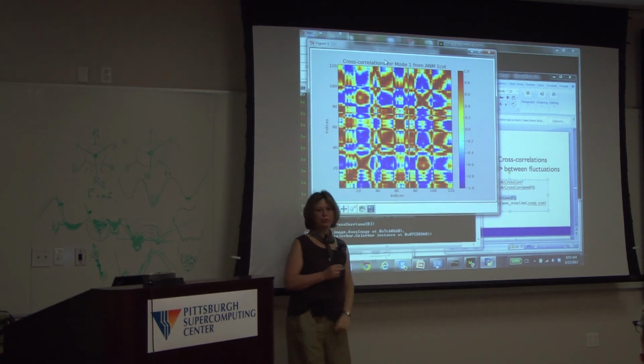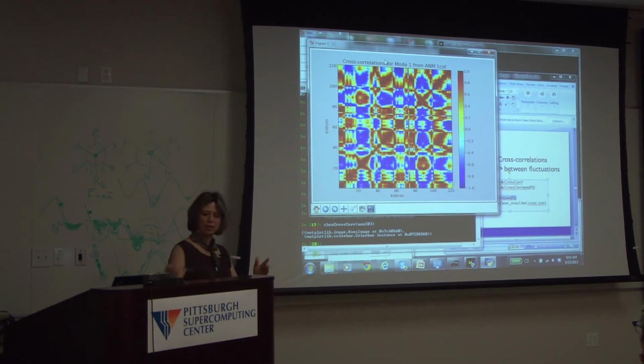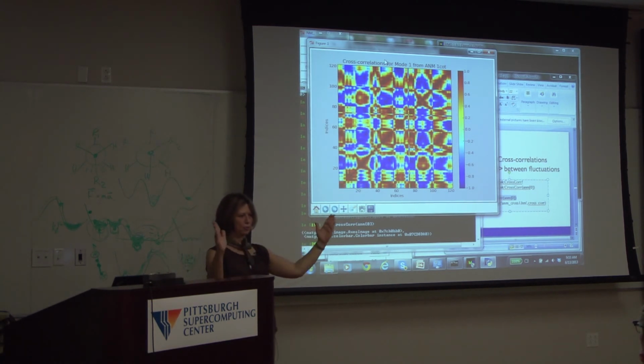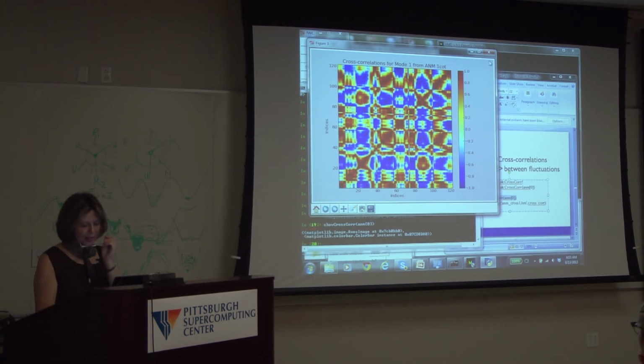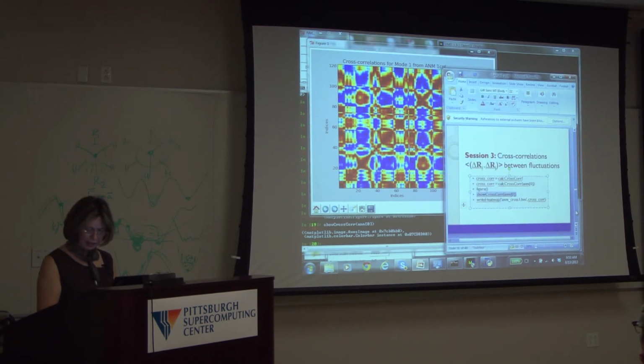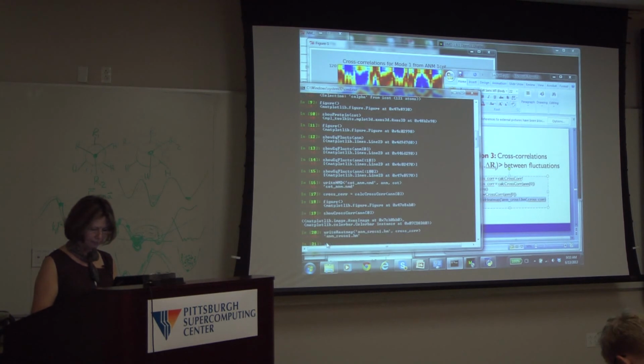Or the blue regions will be the regions that are anti-correlated, move in opposite direction. So it moves, it means this type of motion. Blue is like that, red is like that, obviously, okay? And finally, we're going to write this to a file because we are going to switch to VMD again.